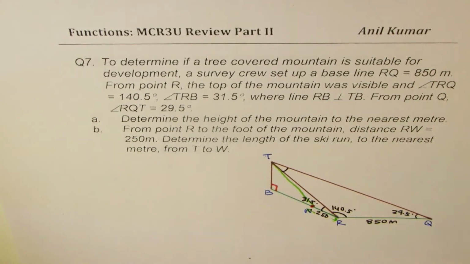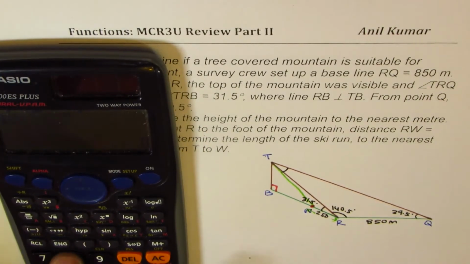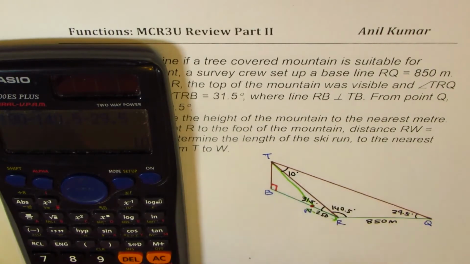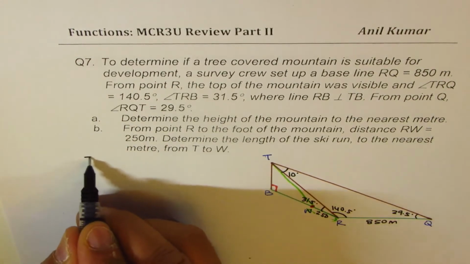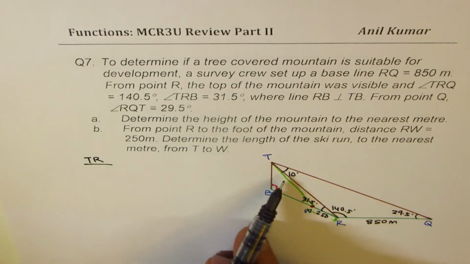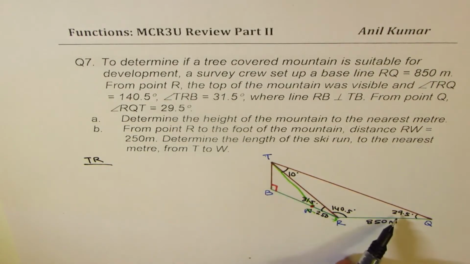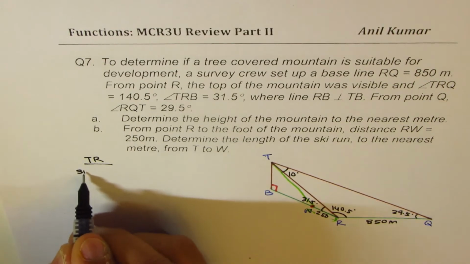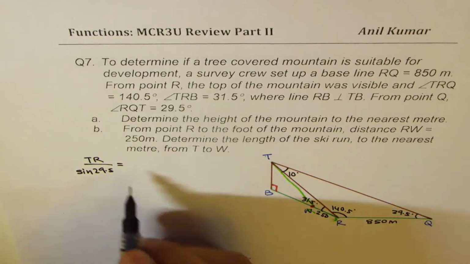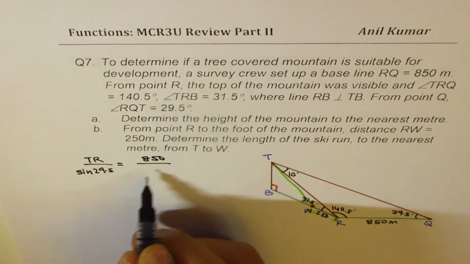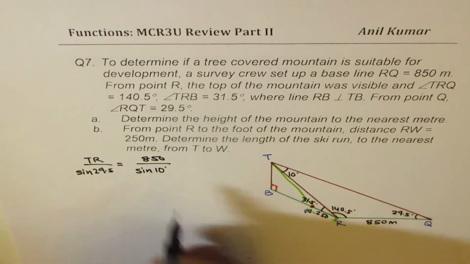In the triangle TRQ, it will be 180 minus 140.5 minus 29.5, which equals 10 degrees. So let's use sine law. Which side do we find? We find TR, since that is the triangle to work with. So we have TR over sine of 29.5, the angle opposite to TR, is equal to the known side 850 over sine of 10 degrees, the opposite angle.